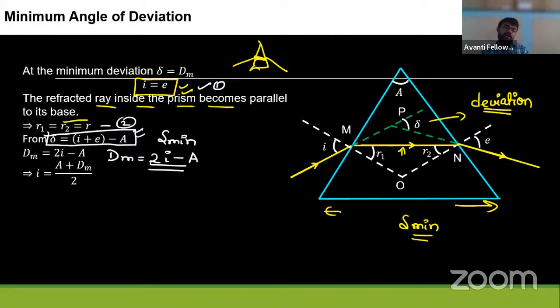Now you can do some simplification of this equation. If I do it, I'll get this value: A will go, and (dm plus A) upon 2 is I. So for such an angle of incidence, we get the minimum deviation. If you're given the minimum angle of deviation value, you can use this formula to find the angle of incidence, for which the angle of deviation will be a minimum.